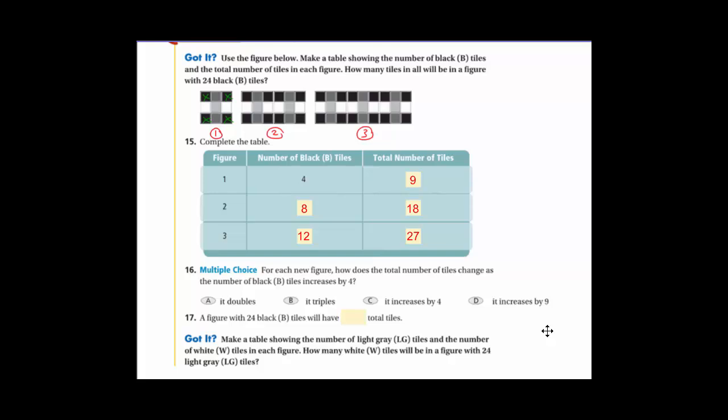In question 16, for each new figure, how does the total number of tiles change? So really we're looking at this. How does the total number of tiles change as we move down from one figure to the next? So figure 1 had 9 and figure 2 had 18. It looks like we added 9 tiles. And then figure 2 had 18, figure 3 had 27. Again, we've added 9 tiles. So that looks like choice D in this list. It increases by 9.